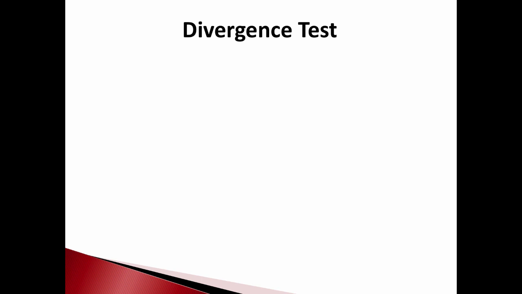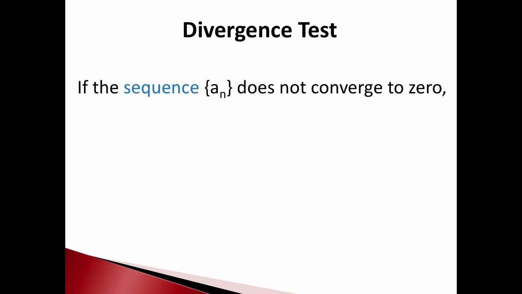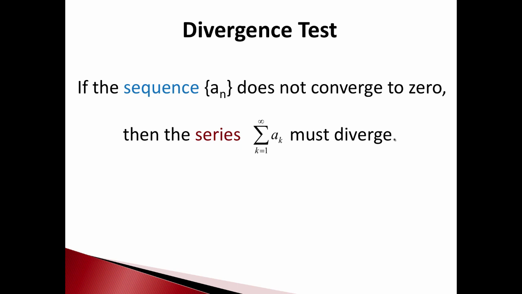Divergence test. Okay, this is probably the most easily misunderstood test, but again, it may be the most important. And it's really easy. If the sequence that you're adding up, remember a series is a sequence added up, right? If the sequence that you're adding up doesn't converge to zero, then the series has to diverge.